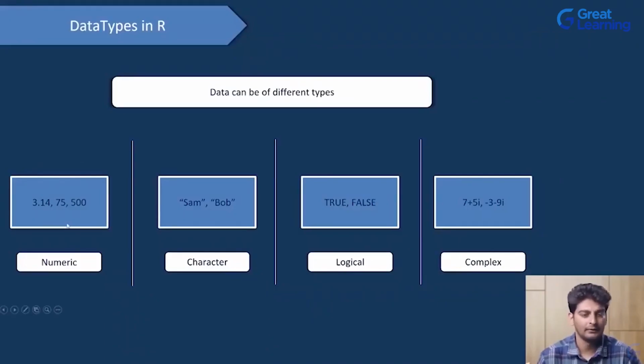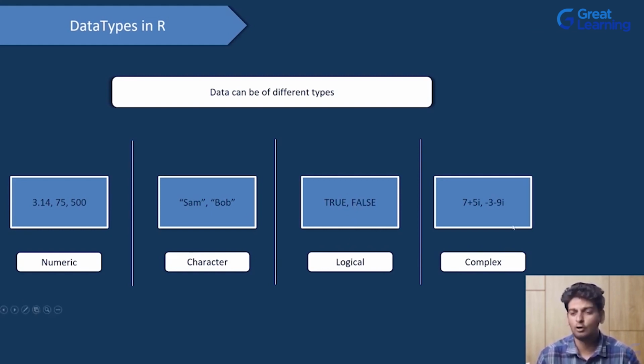Now every variable is basically associated with a data type, and data can be of different types. So data can be numeric. If you've got numbers such as 3.14, 75 and 500, this is basically the numeric data type. And then we also have the character data type over here. So if you have names such as Sam and Bob, or sentences like I love pizza or my name is Sam, this is basically the character data type. And then we've got the logical data type, where you basically have two values. The first value is TRUE and the second value is FALSE.